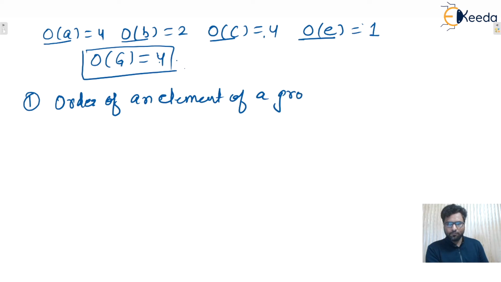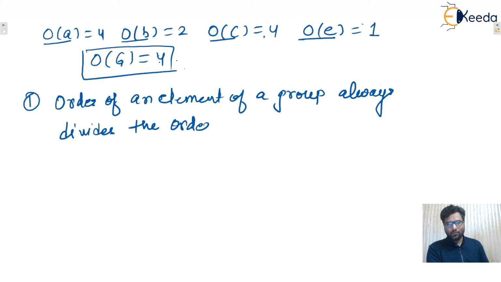So we can say that the order of an element of a group always divides the order of the group. That is the first property.